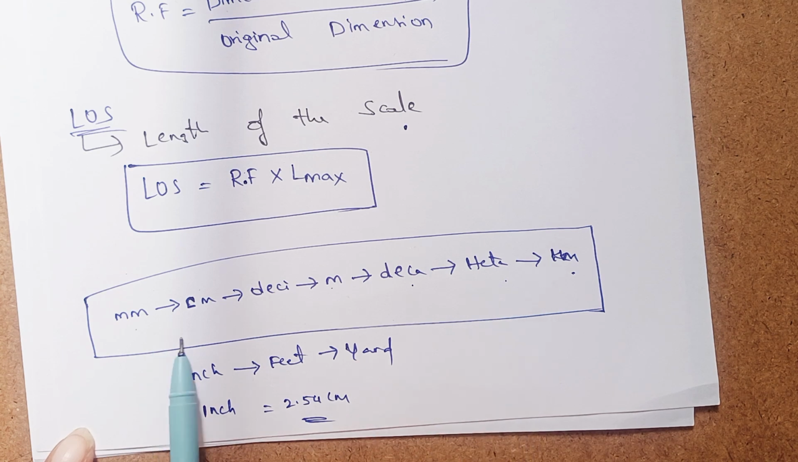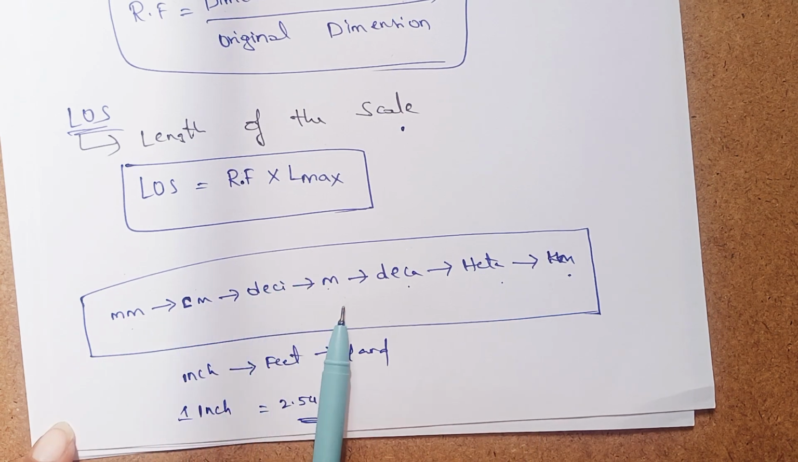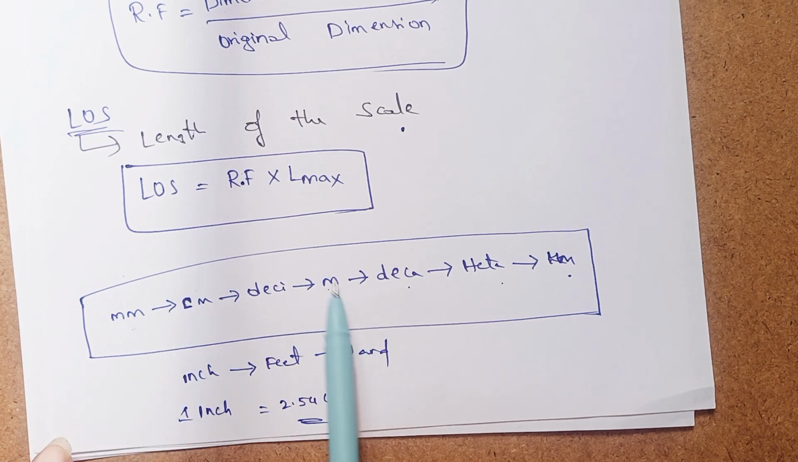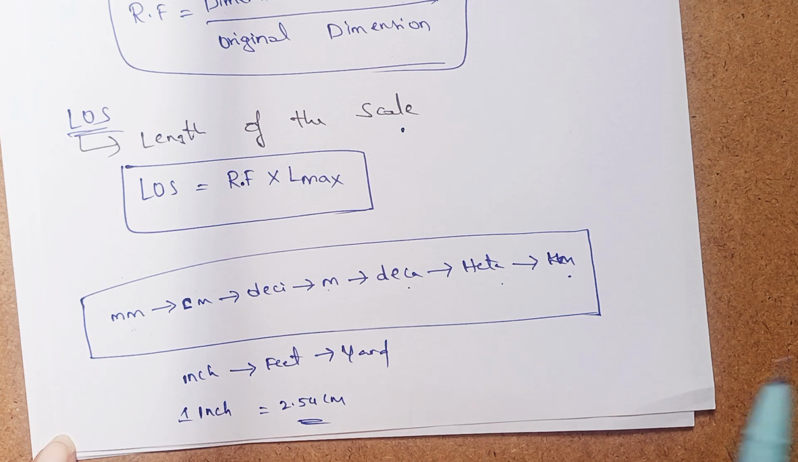Next, you have to consider how many millimeters are in 1 decimeter. 1 decimeter is equal to 10 mm. And 1 meter is equal to how many millimeters? You have to remember that one. That's why you have to learn by heart the units from mm to kilometers: millimeter, centimeter, decimeter, meter, decameter, hectometer and kilometer.